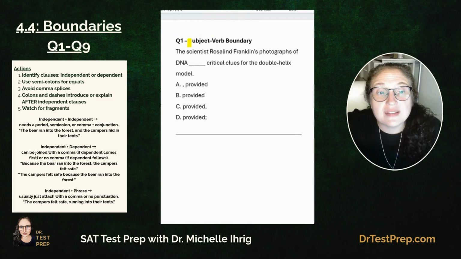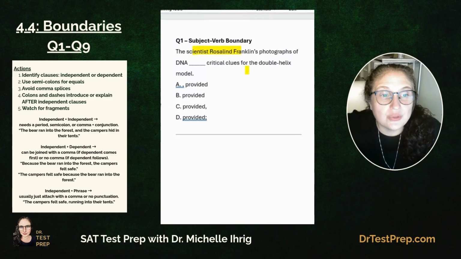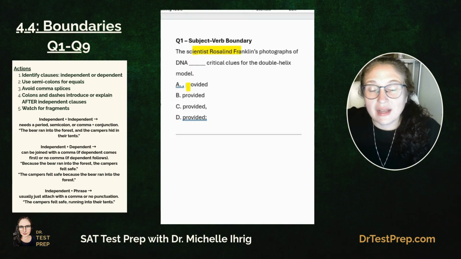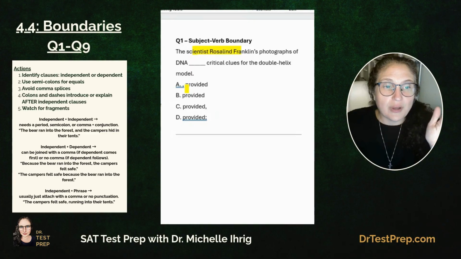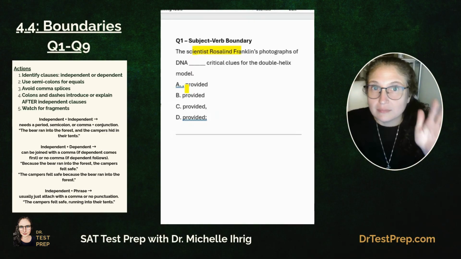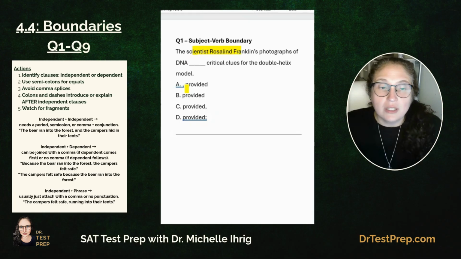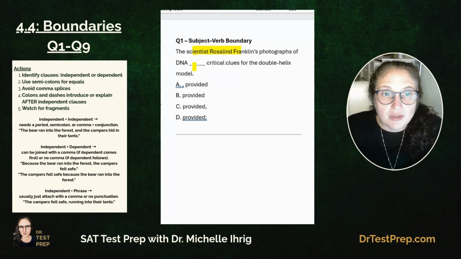So this is going to talk about subject verb boundary. The scientist Rosalind Franklin's photographs of DNA blank critical clues for the double helix model. So we're explaining, is it comma provided, comma provided, semicolon? Remember that the comma comes first if it can stand alone. So the scientist Rosalind photographs of DNA, there's no verb. So we know that this word is supposed to be provided. We just don't know what type of provided.